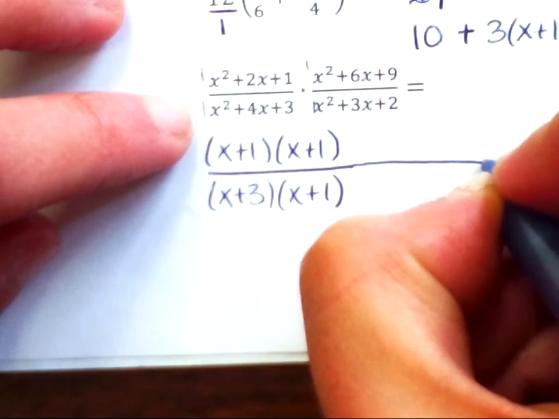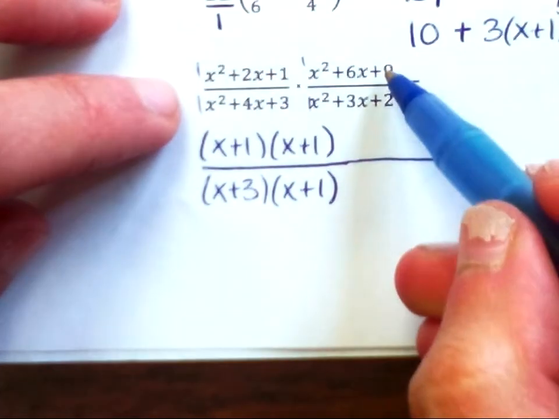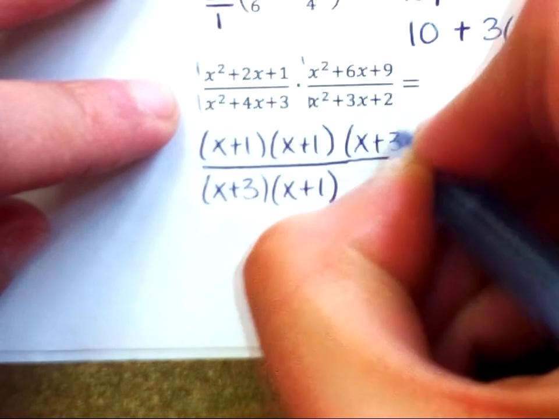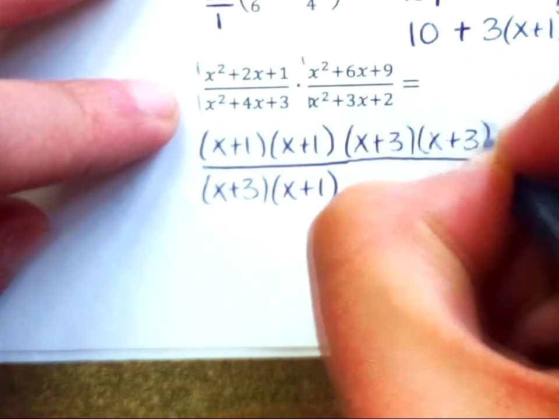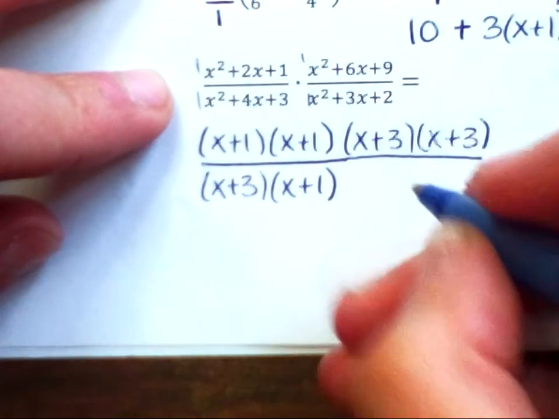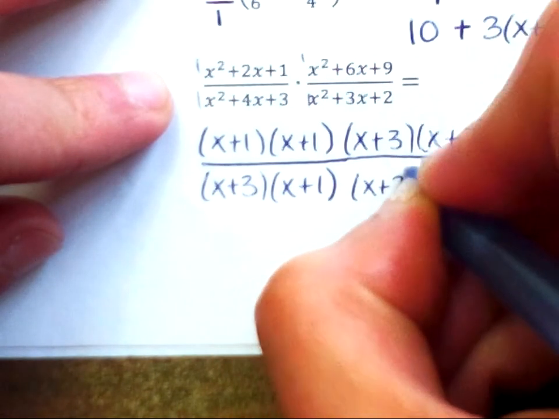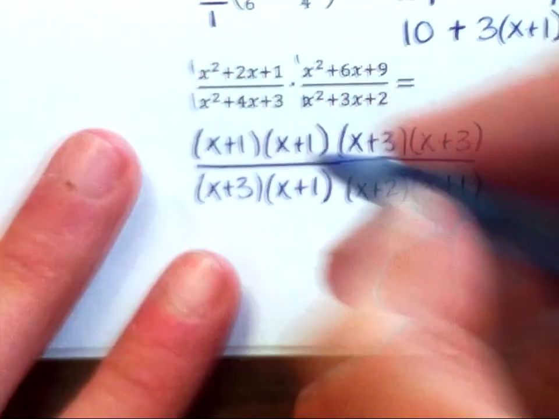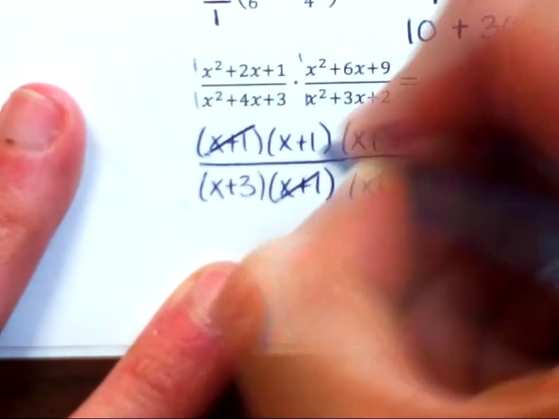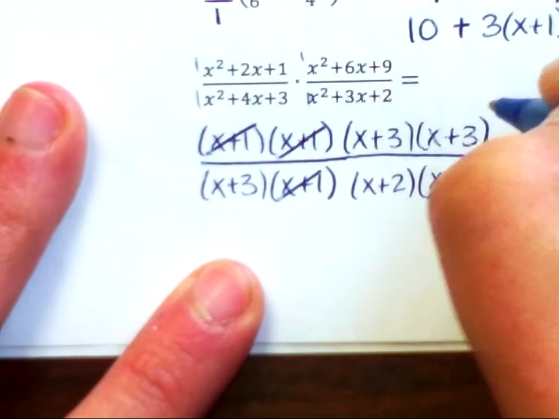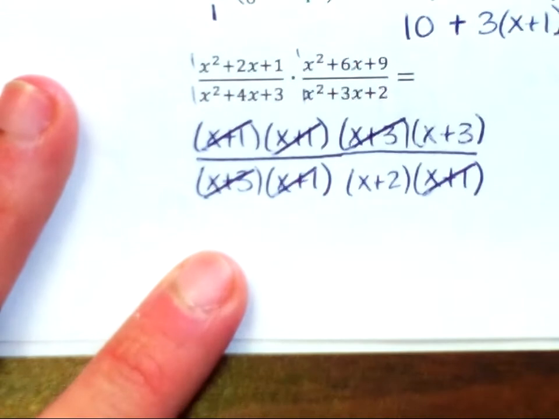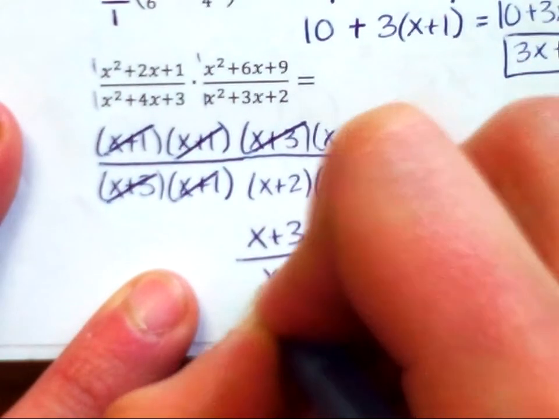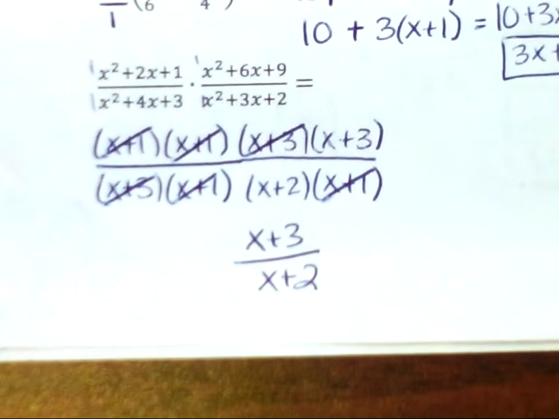And then it's multiplication, so I'm just going to keep going. This one on the right factors to x plus 3, x plus 3. And the one below factors to x plus 2, x plus 1. Oh boy, this is going to be fun. Okay, cross that out, cross out those, cross out those. So remaining factors, x plus 3 over x plus 2. That's the answer.